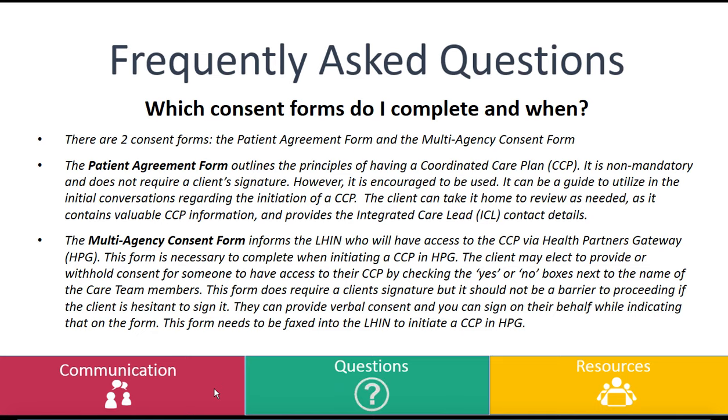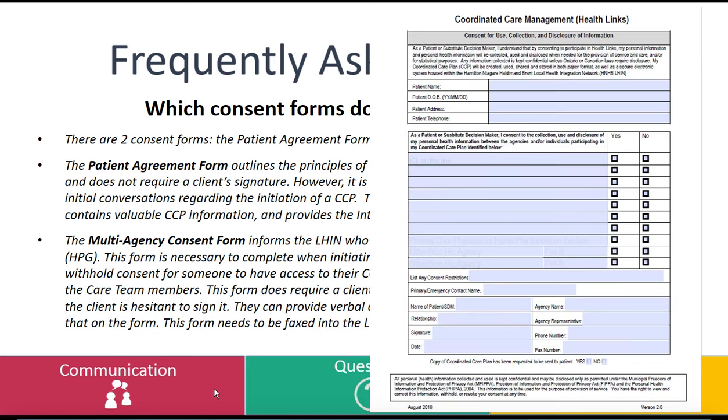The second consent form is often referred to as the multi-agency consent form. However, the title at the top of the page is Coordinated Care Management, Health Links, Consent for Use, Collection, and Disclosure of Information. You will see that the patient information section is at the very top, and then the rest of the page has fillable lines in which you can place members of the care team, with checkboxes on the right to indicate whether or not the consent form will be shared with them.